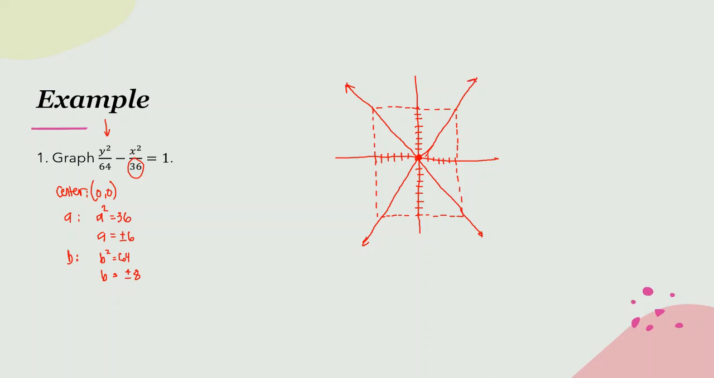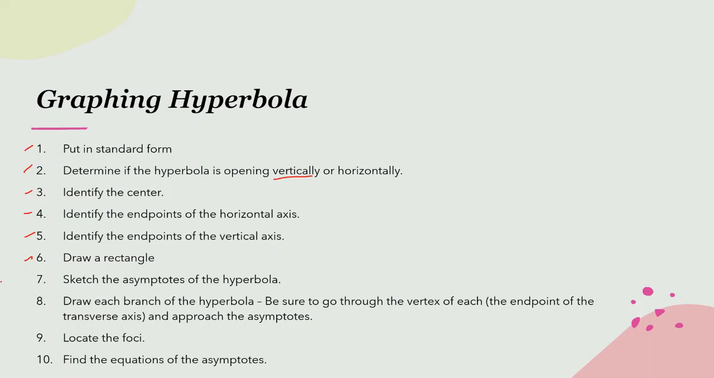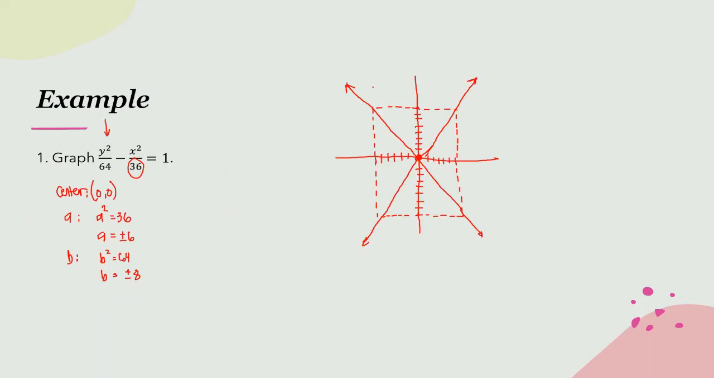These are now our asymptotes. So next one, we have to draw each branch of the hyperbola. Be sure to go through the vertex of each and approach the asymptotes. So that is our limit. So we have to approach the asymptotes. That is, the asymptotes are the limit of our hyperbola which we have to reach.